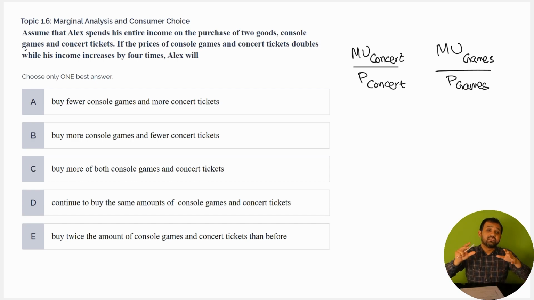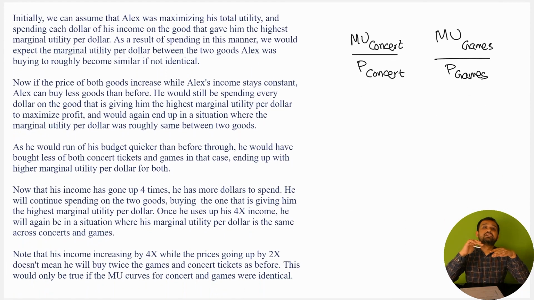That is the question. Now, this is a tricky question, so we'll break it down into 3 parts. In the first part, we'll talk about where he starts out. Next, we'll think about what happens when the price of both goods doubles. How does his consumption change? And in the last part, we'll talk about how things change when his income actually goes up by 4 times. So let's get started with the first situation.